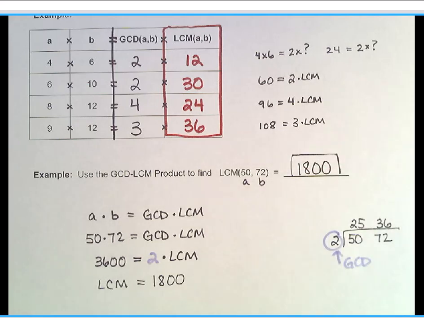So that's another option that you have for finding LCM: you can use this little GCD-LCM product method, which requires multiplication and a tiny little bit of solving.